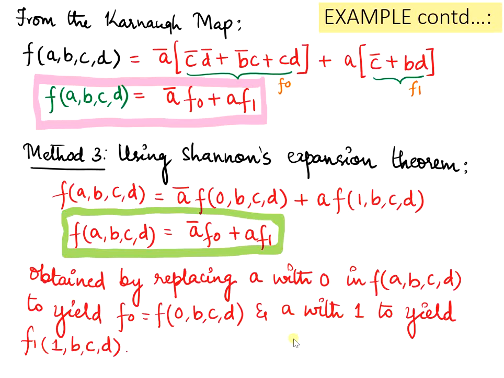So you can see that from all the 3 methods, the result obtained is exactly the same, and the easiest way of representation or solving the numerical would be method 3, which directly uses Shannon's expansion theorem without looking into what the SOP expression given is.